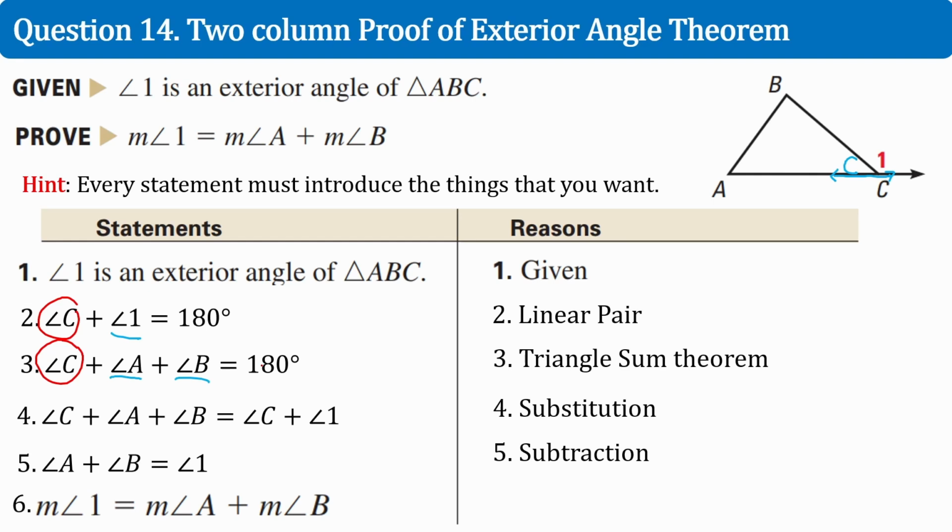So yes, now you can come to that conclusion. But here angle 1 is on the left, and angle B and angle A are on the right. So I have to just do an extra symmetric property to flip it. Okay, there you go. That would be the proof.